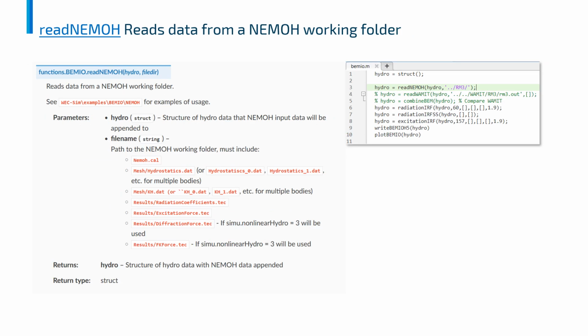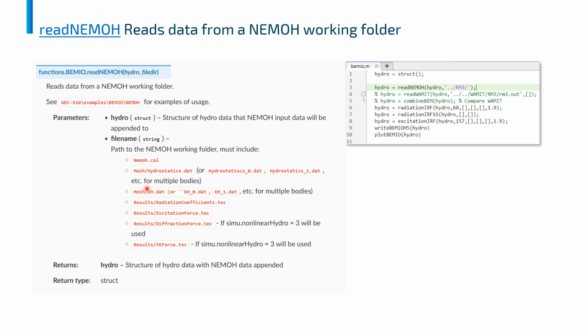We also have a function to read hydrodynamic data from NEMOH. You can use this function if you have NEMOH results. For the parameters, you need to define first your hydrostructure, just as in the previous example with WAMIT. You need to define also a file name, but in this case, instead of defining just one specific file, you need to define the path to the complete NEMOH working folder.